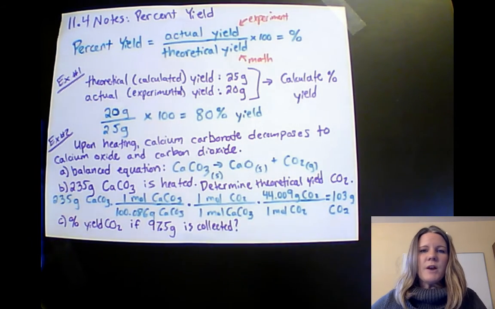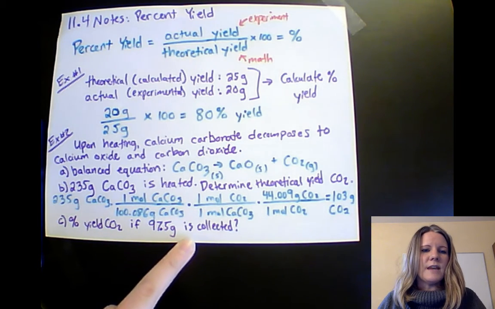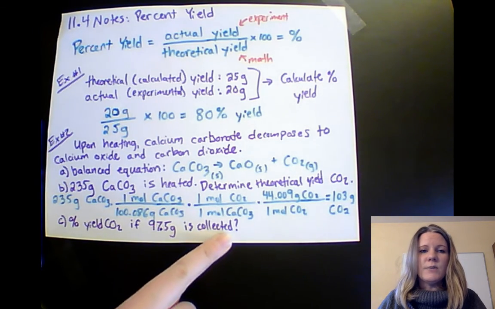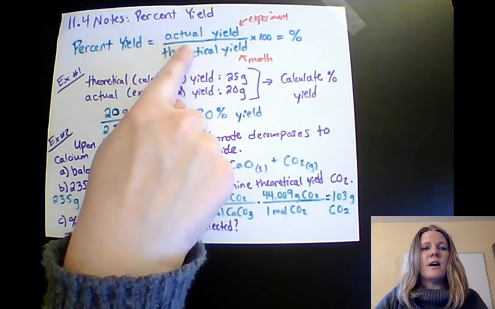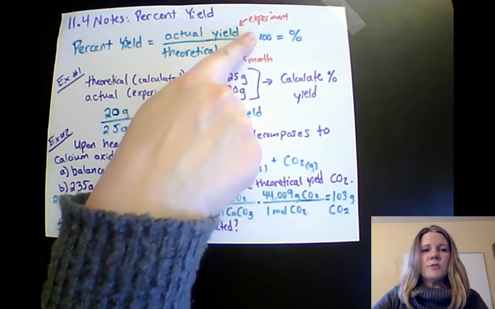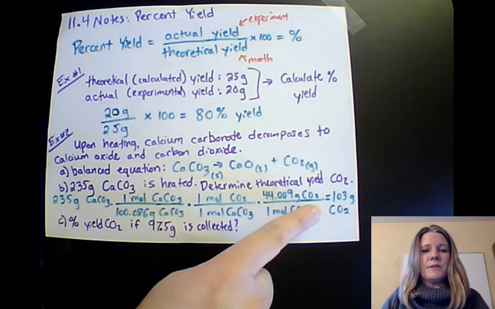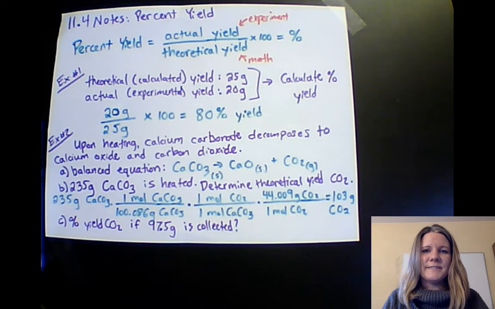The next part is to calculate the percent yield of CO2 if we have 97.5 grams of CO2 collected. Now that word collected is a key word for actual yield because it's what we actually got in an experiment. So that's going to be the number that goes on top in our fraction. We just calculated the theoretical yield. So you're going to use your formula to finish this problem out. Push pause, try it out.